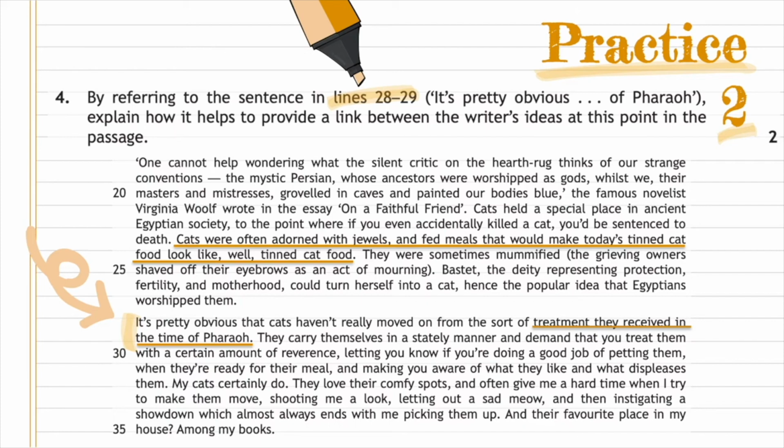The next part of the sentence, I need to look at what modern day cats are doing, and this happens to be in the first half of the sentence, which sometimes means that it does link forward. It says, cats haven't really moved on. We know this links forward because it discusses that cats carry themselves in a stately manner and demand that you treat them with a certain amount of reverence. So I'm going to do the answer now. We're going to split it into smaller text so you can have a closer look and we can do the answers together if you like. Otherwise, please pause when you need to answer the question.